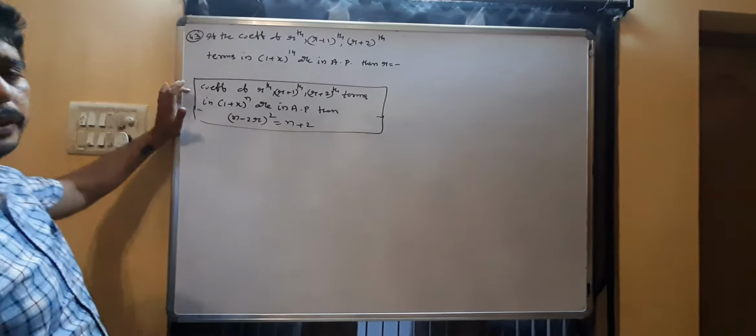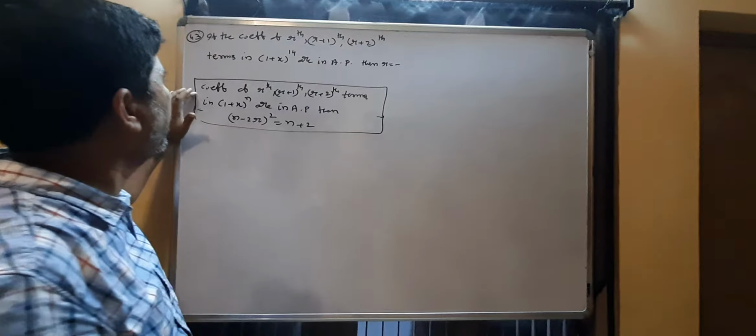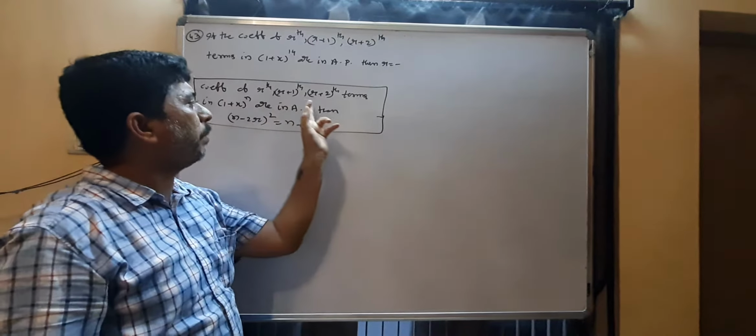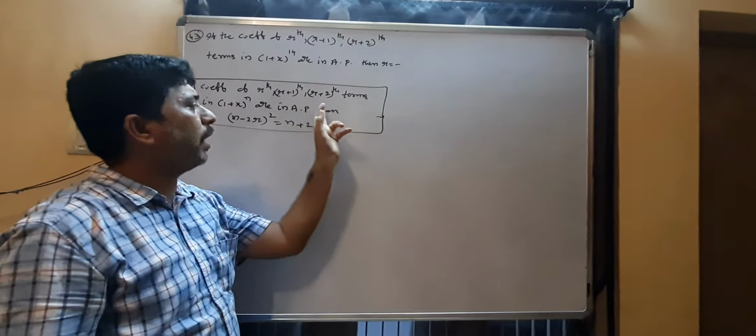Yes. Coming to next question. This problem is in the IP intermediate public examination. The quotients of the rth term, (r+1)th term, and (r+2)th terms in the expansion of (1+x)^n are in AP. Then the condition satisfied is (n − 2r)² = n + 2.